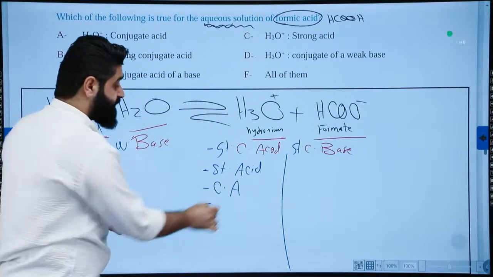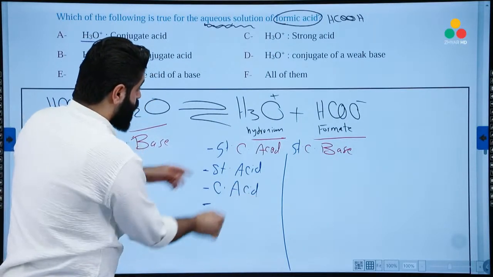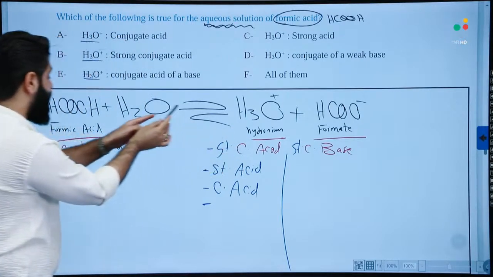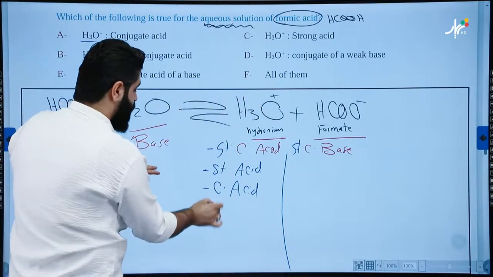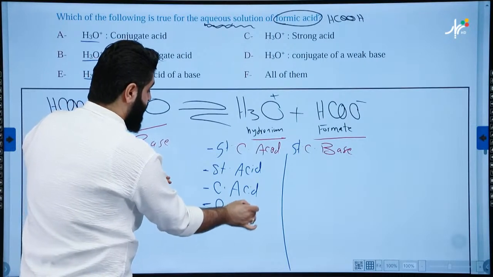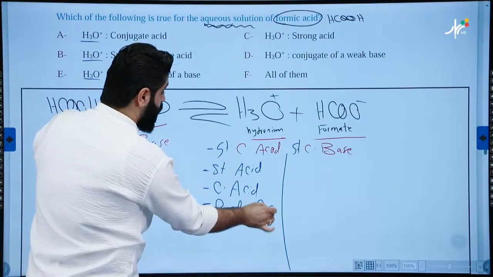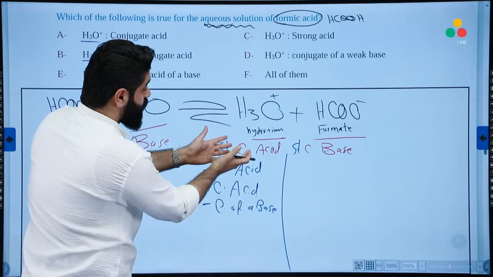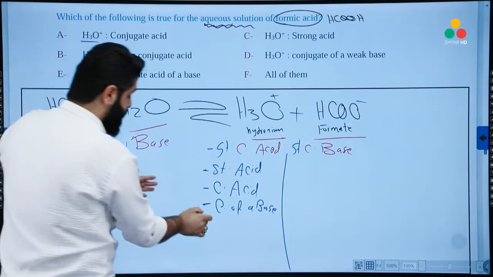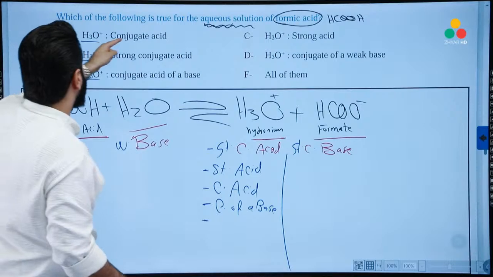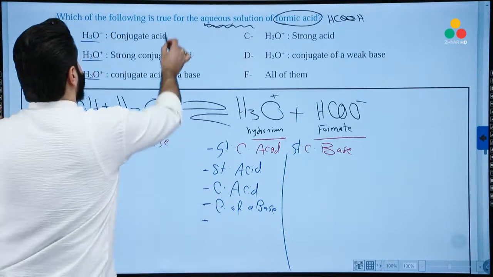Or we can say conjugate of a base, right? This is a conjugate of a base. Conjugate of a base. Or strong conjugate acid of a weak base. Look at this. The first one, conjugate acid, H3O is a conjugate acid, true.